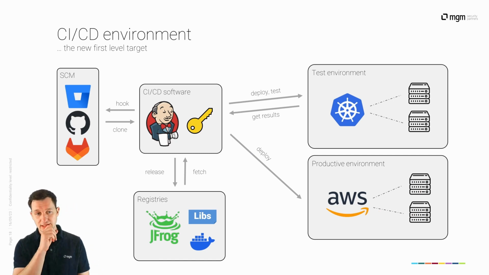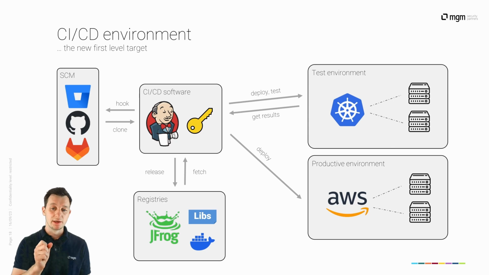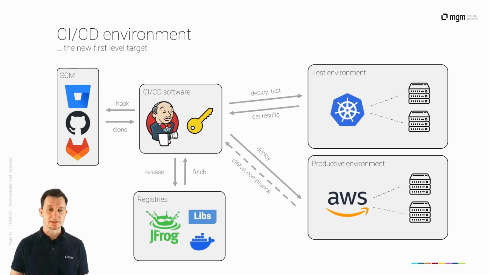Yeah, and in this case again, it is a little bit special maybe. The CI/CD software also has some cron job pipelines that are running on a regular basis that perform some scans and get some status and compliance checks, or the results of status and compliance checks, back.